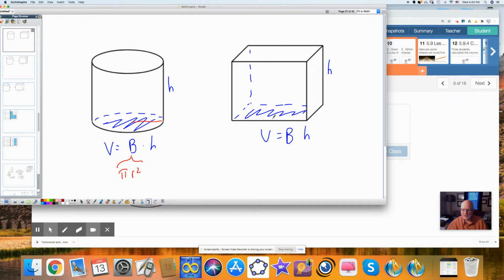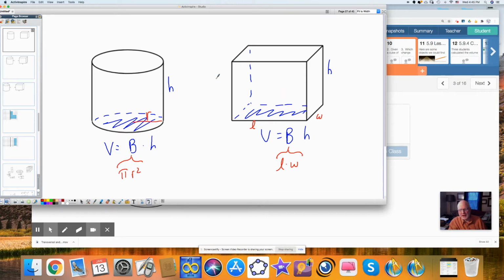And here we have the area of this. This has length, width, and height. So the area of this base is the length times the width. What do they have in common? They have an area of a base and they have a height. What do they have that's different? Well, this has a radius. This has a length and a width. They're similar to each other.